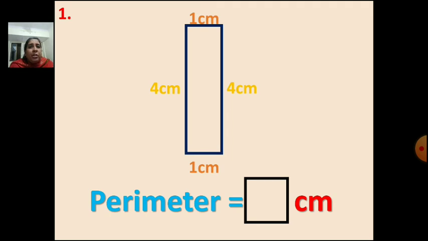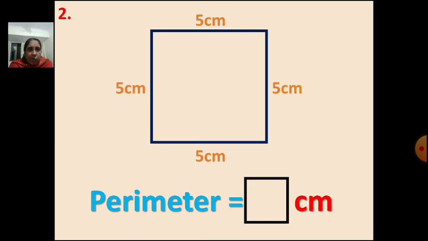What is the formula, if you remember? Yes, the perimeter of a rectangle is equal to the sum of the length of the four sides, right? So what will you do? You will add 4 plus 1 plus 4 plus 1. You can do it orally also. So 4 plus 1 is how much? 5. 5 plus 4 is how much? 9. 9 plus 1 is how much? 10. So what will be your answer? Perimeter is equal to how much centimeter? 10 centimeter. So what is your answer? Perimeter is equal to 10 centimeter.